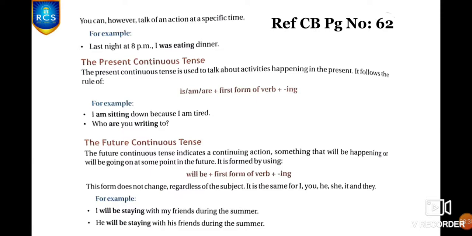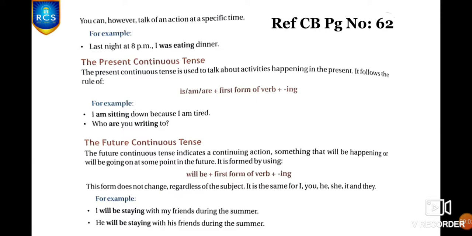The present continuous tense is used to talk about activities or action happening in the present. The action that is currently happening. Okay, it follows the rule of am, is, are plus first form of the verb plus ing. For example, I am sitting down because I am tired. Who are you writing for?